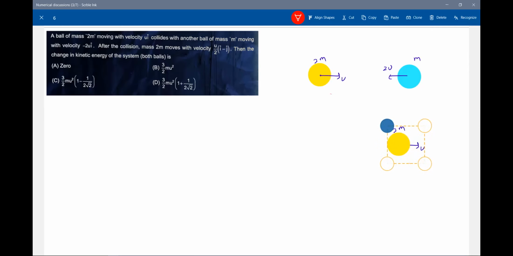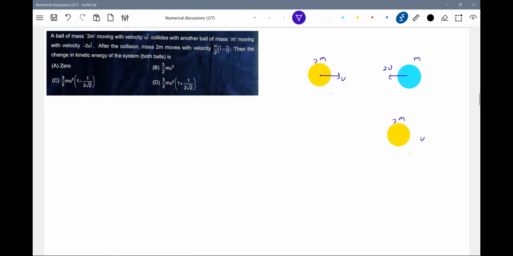It will deflect along i cap minus j cap. So I think it should move in this direction now. It should move. We'll call V1 this. Then the change in kind, in what direction this other ball should move.